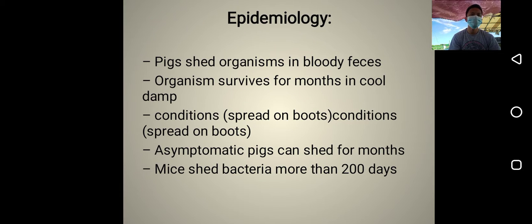Pigs shed organisms in bloody feces. The organism survives 4 months in cool, damp conditions and is spread on boots. Asymptomatic pigs can shed for months. Mice shed bacteria for more than 200 days.